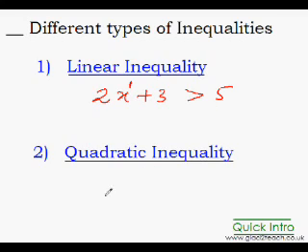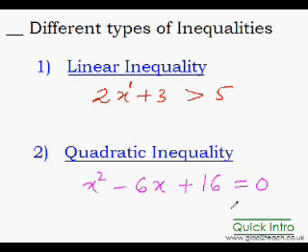Following the same logic, the inequality that would be created from a quadratic equation would be a quadratic inequality. For example, x square minus 6x plus 16 equal to 0. Now this is a quadratic equation. Why? Because the highest power of x is 2, isn't it? So if I replace this equal to sign with any inequality sign, greater than, less than, less than equal to, or greater than equal to, we will have a quadratic inequality.